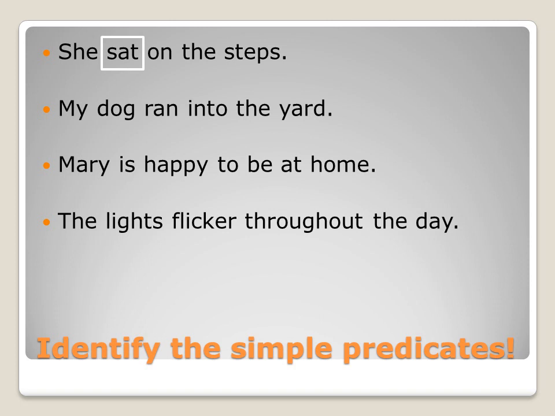Number 2, my dog ran into the yard. This one has an obvious verb. Therefore, ran is our simple predicate. Number 3, Mary is happy to be at home. Remember, sometimes our verbs are not obvious actions. In this case, is is our linking verb. So is is the simple predicate. Number 4, the lights flicker throughout the day. What do you think the last simple predicate is on this slide? If you guessed flicker, you are correct.